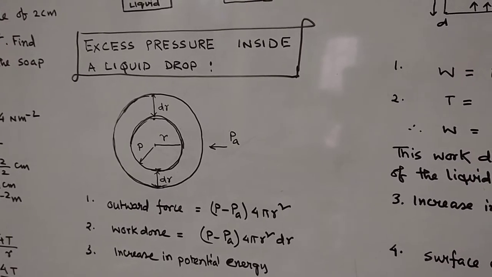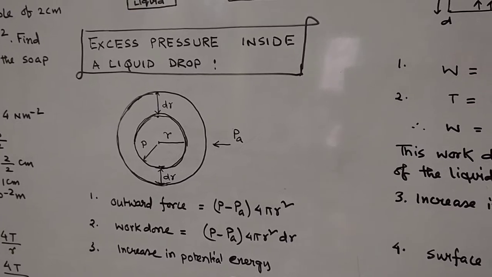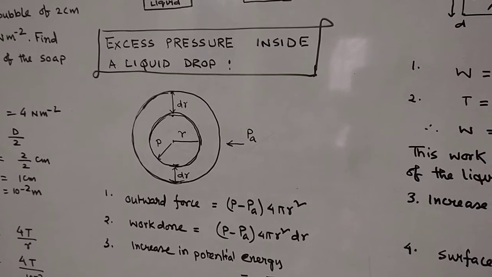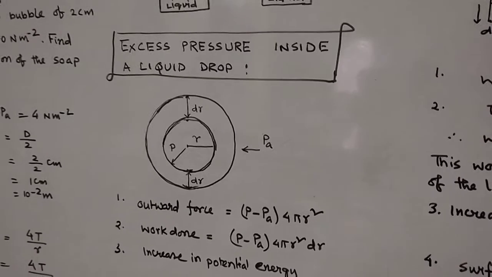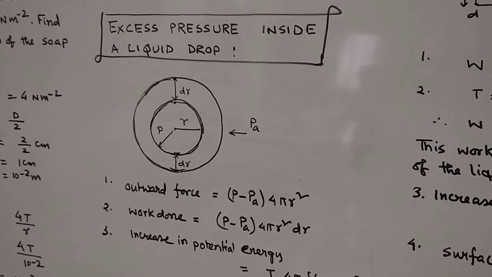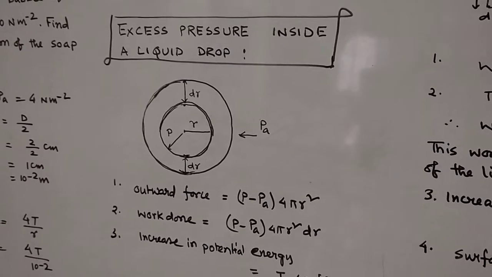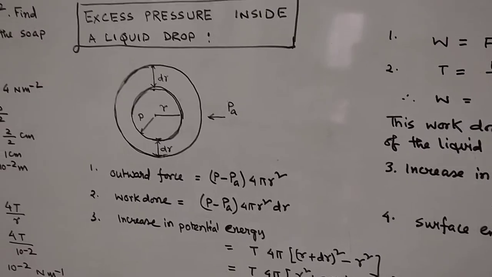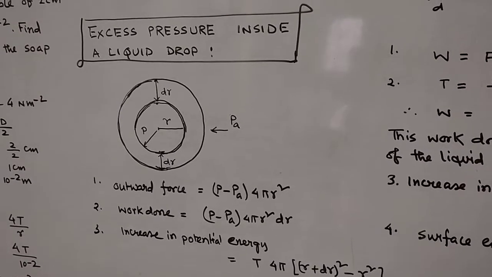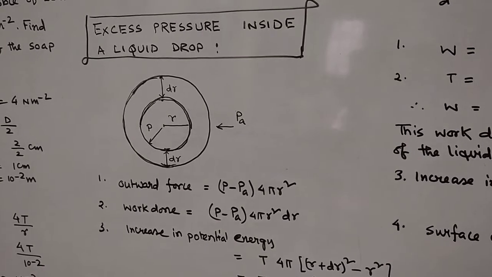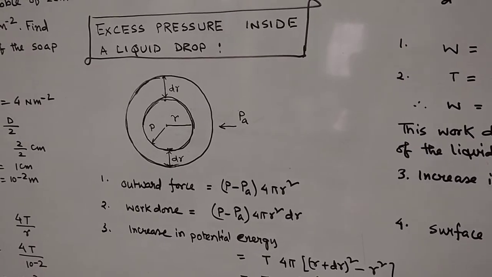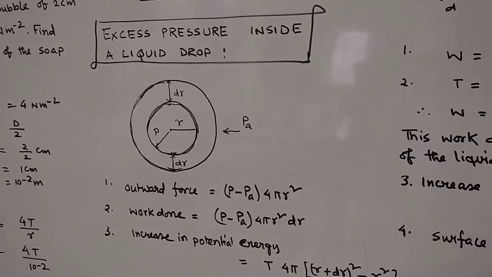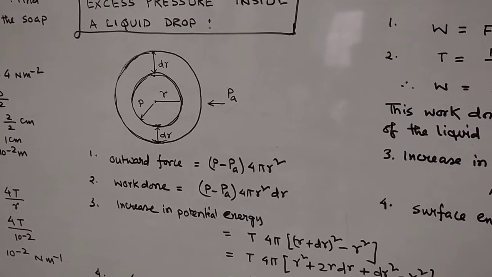What will happen? Excess pressure means the internal pressure must be more than the external, isn't it? And then the bubble, or here the drop, will expand. So the outward force is nothing but your excess pressure, that is P minus PA, and the area is 4 pi r square, as it is spherical. Now the work done for expansion by the radius dr is P minus PA into 4 pi r square dr. Then we have the increase in potential energy.